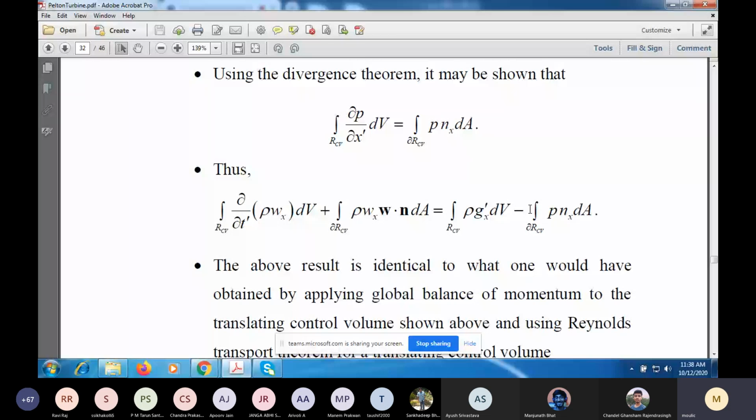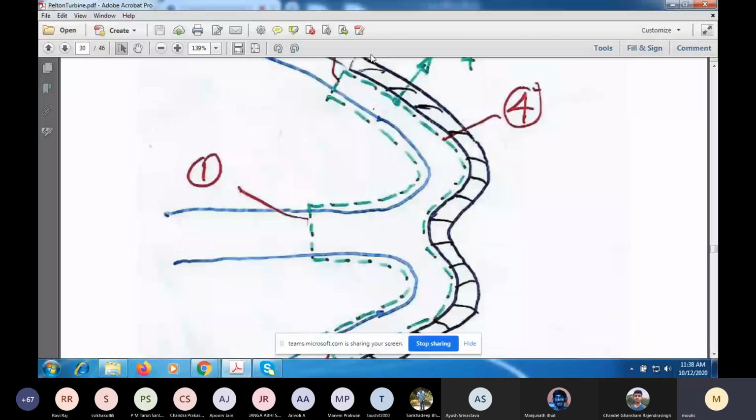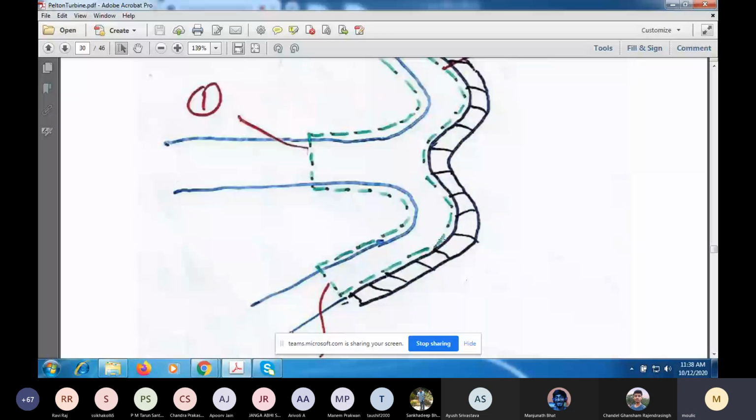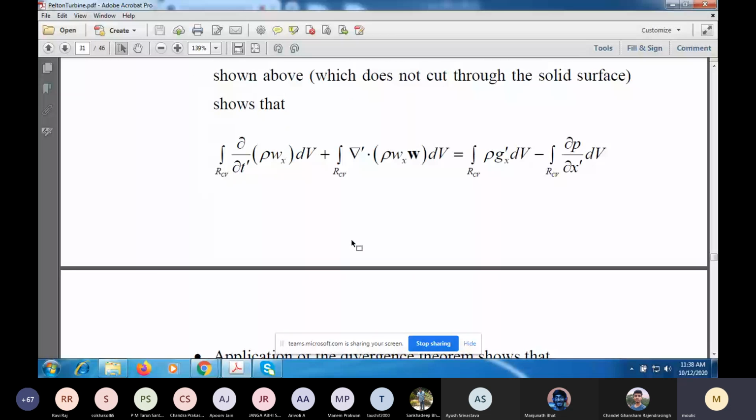So the sum of this integral on the right and this integral, minus P n_x dA, will give you the net force acting on the fluid in this control volume, which does not include the solid vane. And the left hand side is exactly what you would get if you use Reynolds transport theorem in the translating frame.